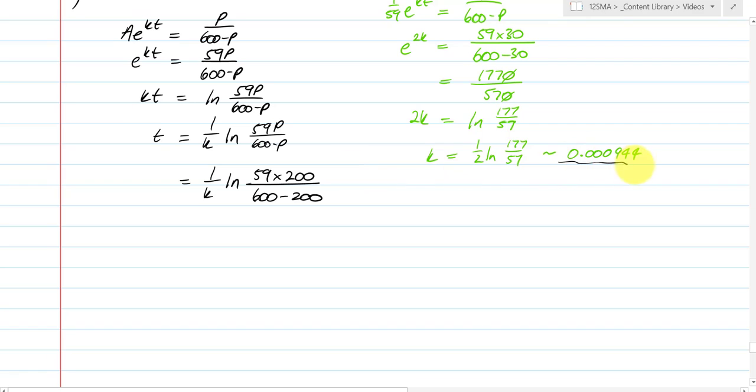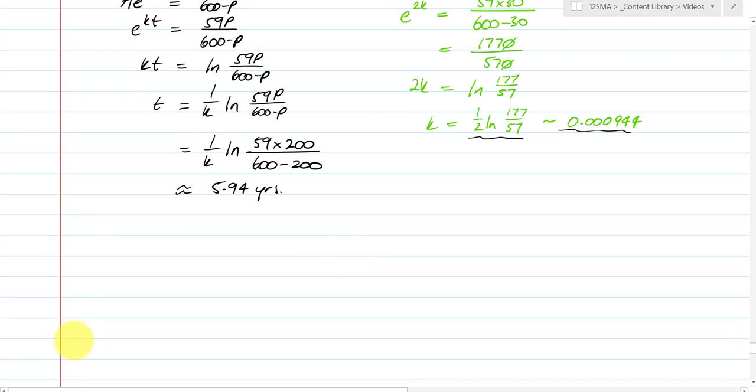I've got my k value here, but I'll use the exact value, and it comes out at about 5.94 years. So it takes 5.94 years before I get to a population of 200. And that's part A. Part B asks me how many could I take away each year.